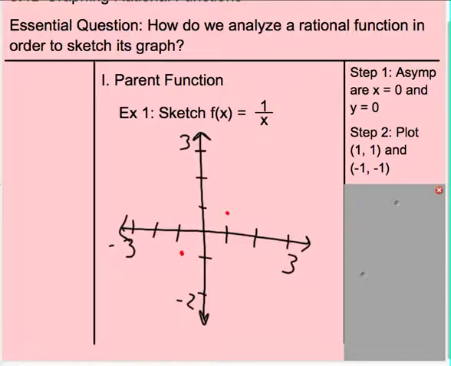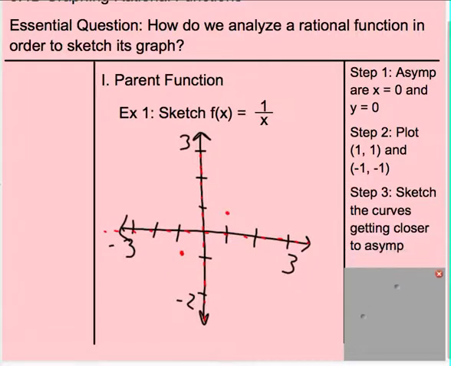And for the asymptotes, I like to do dotted lines so that I can see which lines I am not supposed to cross. And basically, once you have those points, you just sketch the curves. Remember, this is a hyperbola. They curve towards the asymptote. So they get closer and closer to the asymptote, but never touch it.